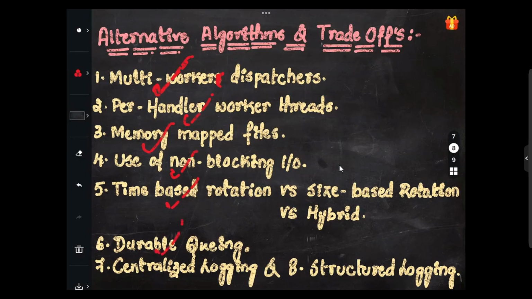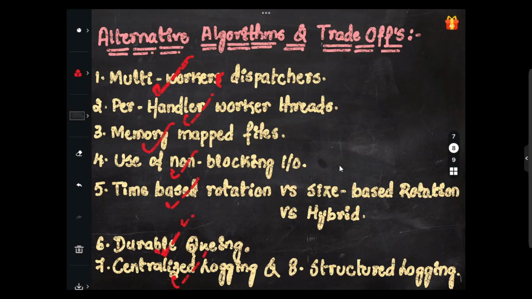Next, let's move on with durable queuing, in the sense of a disk-backed queue. We can make use of this durable queuing just to avoid data loss on crash, at the cost of complexity and input output. So this one we can keep in mind.